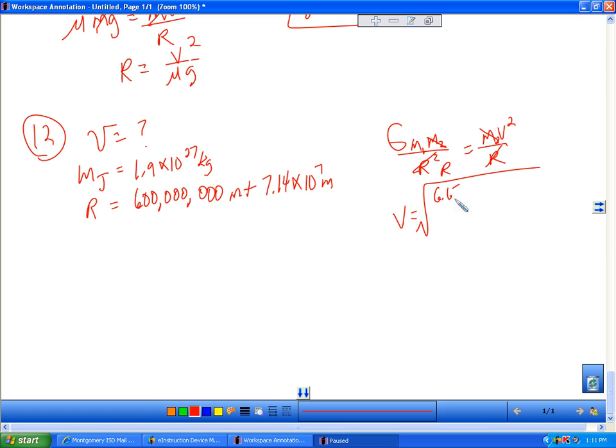6.67 times 10 to the negative 11th newton meter squared over kilogram squared. And my mass of Jupiter is 1.9 times 10 to the 27th kilograms. And my r is going to be the sum of those two numbers. And when I summed it up, I got 1.43 times 10 to the 7th meters.